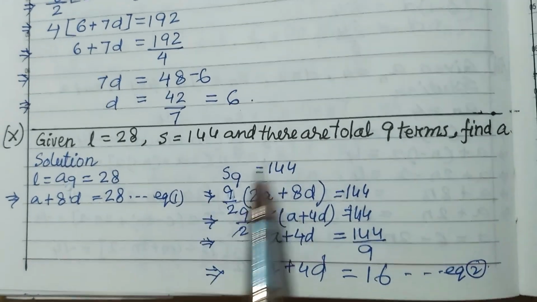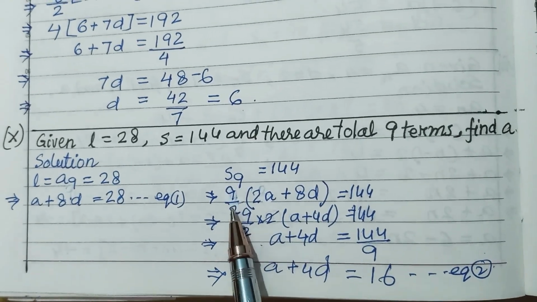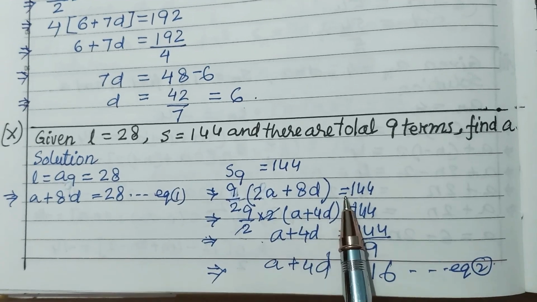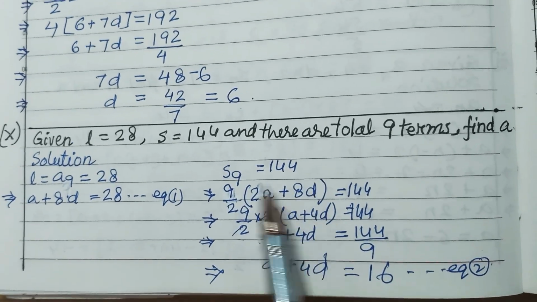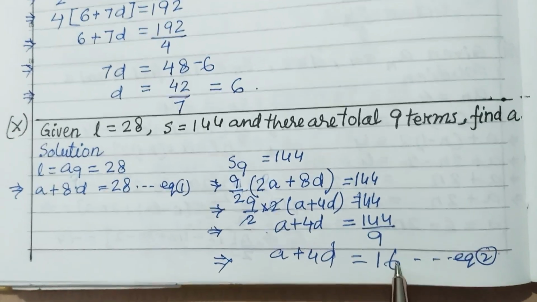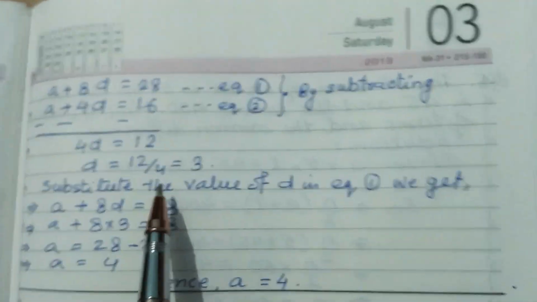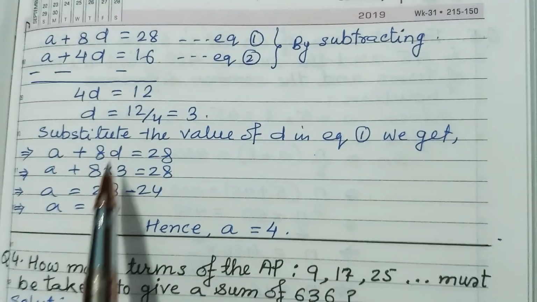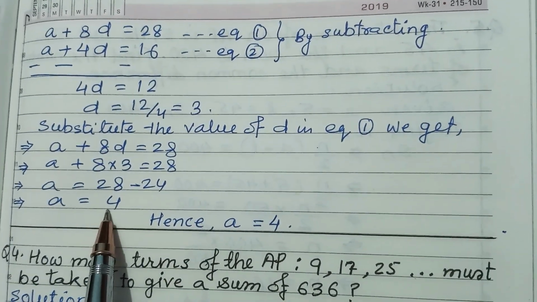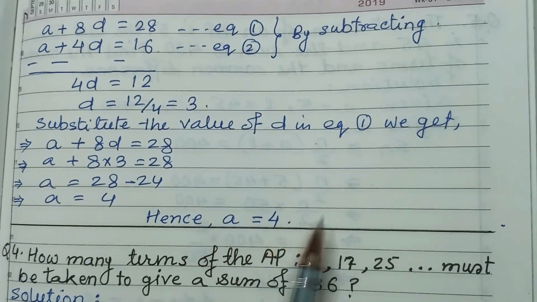One equation, and another is S9. S9 is 9 upon 2, 2a plus 8d, n minus 1 means 8d, is equal to 152. From here these two equations we have got. Now by solving these two equations we have got d is equal to 3 and a is equal to 4. So hence a we have got.